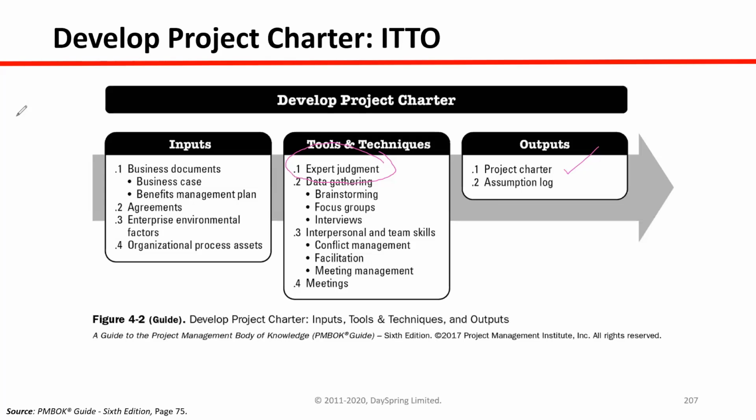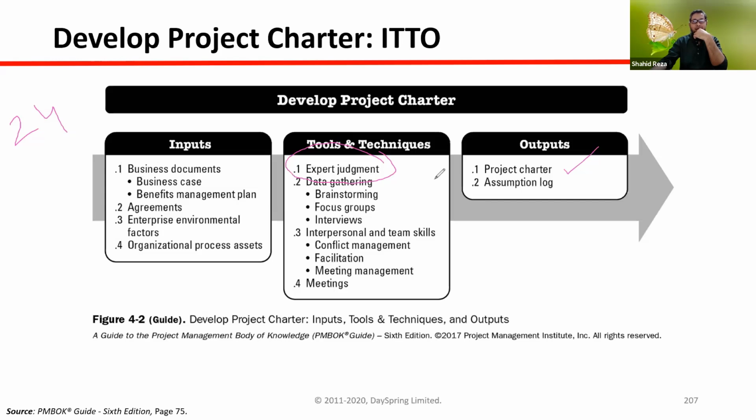49. How many processes are there in the planning group? Under planning process groups? Planning process groups, we get 23. Total 24, right? 24 processes.